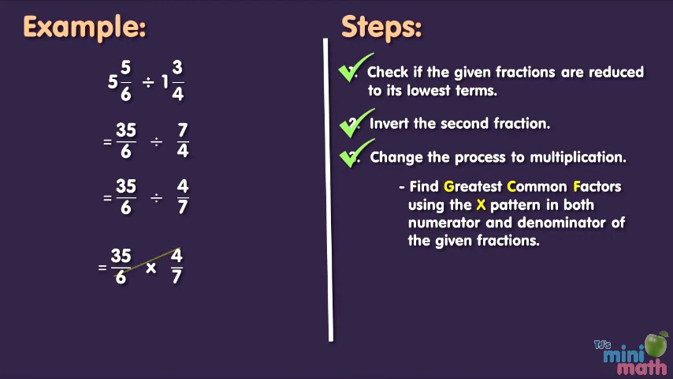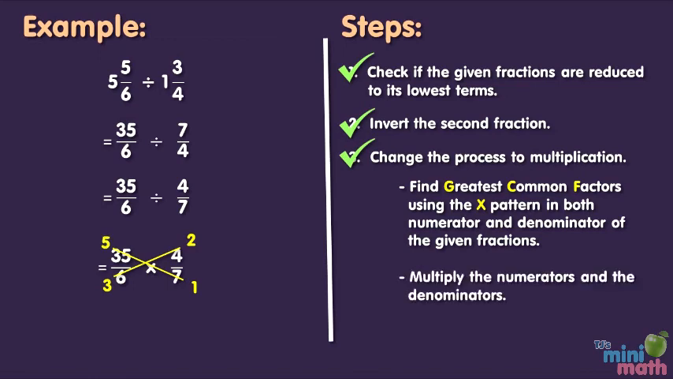The first pair here is 6 and 4. The greatest common factor between 6 and 4 is 2. So 4 divided by 2, that is 2, and 6 divided by 2, we have 3. Then the second pair is 35 and 7. The greatest common factor is 7. Okay, so 7 divided by 7, we have 1. And 35 divided by 7, we have 5.